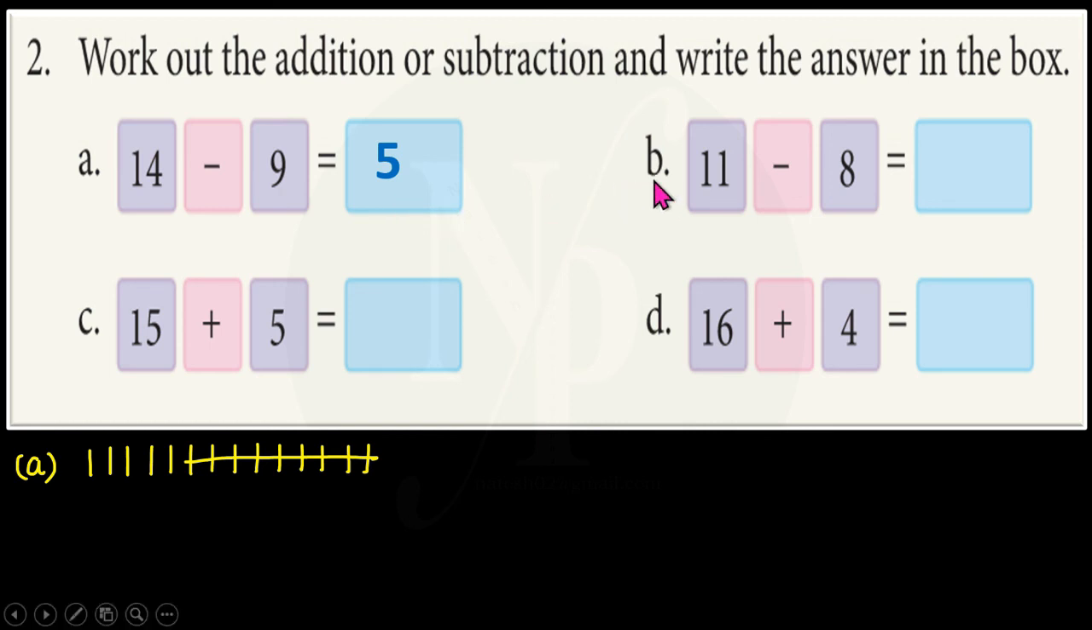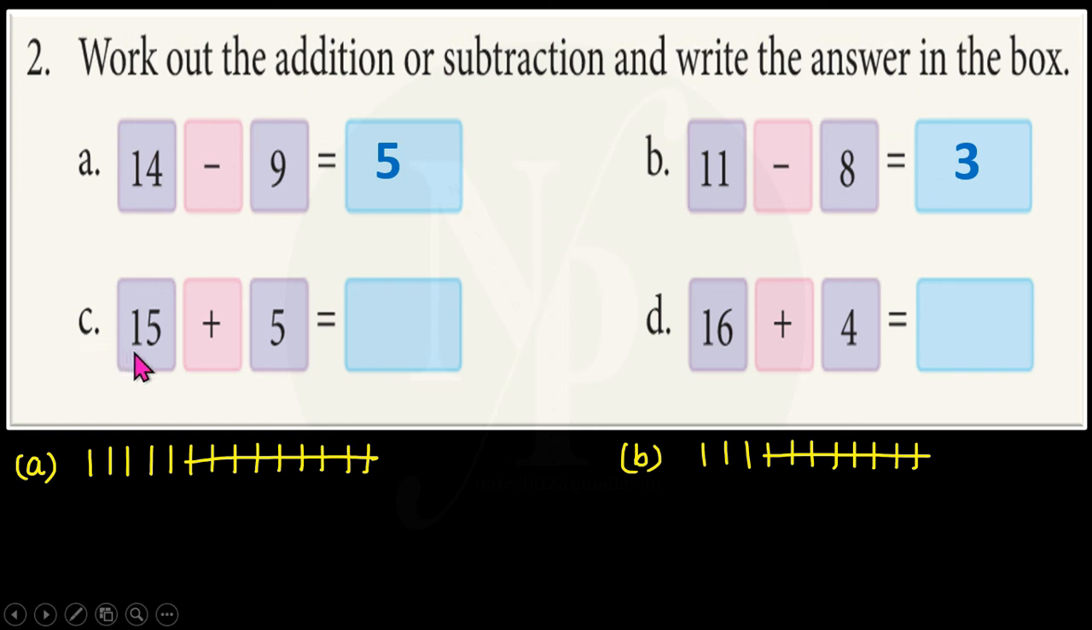Coming to B, 11 minus 8. We have to subtract 8 from 11. Let us draw 11 standing lines for B here. 11 lines. 1, 2, 3, 4, 5, 6, 7, 8, 9, 10, 11. From 11 we are subtracting 8. Let us count 8 and strike out. 1, 2, 3, 4, 5, 6, 7, 8. So I strike out these 8 lines. How many are remaining now? 1, 2, 3. So let us write 3 in this box as answer.